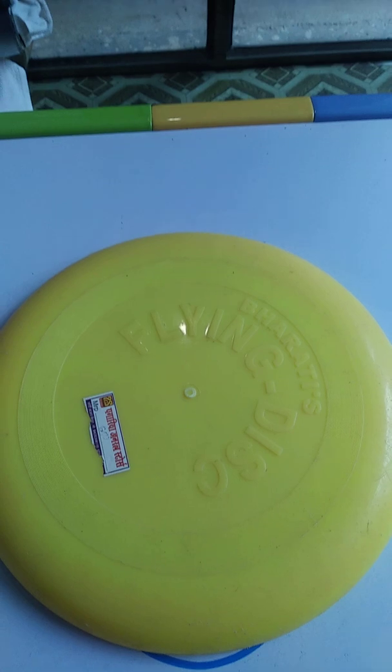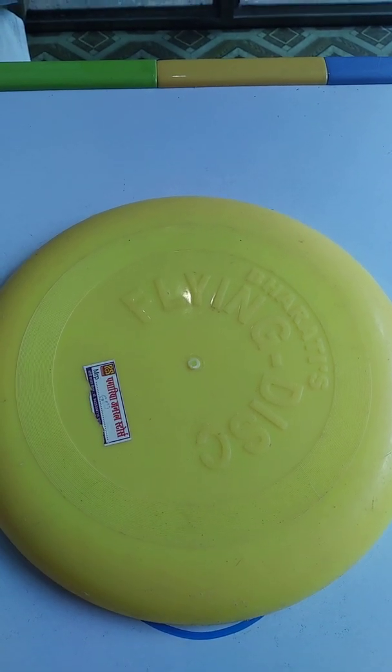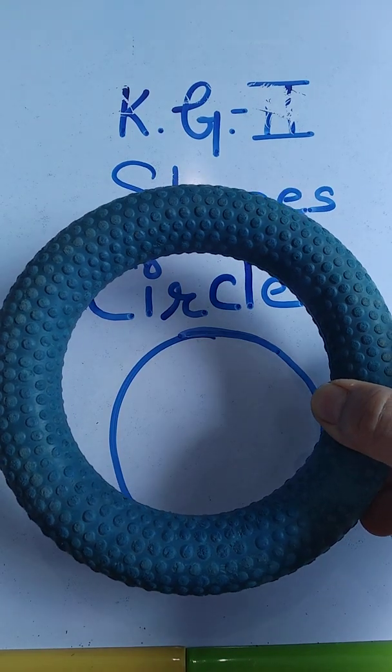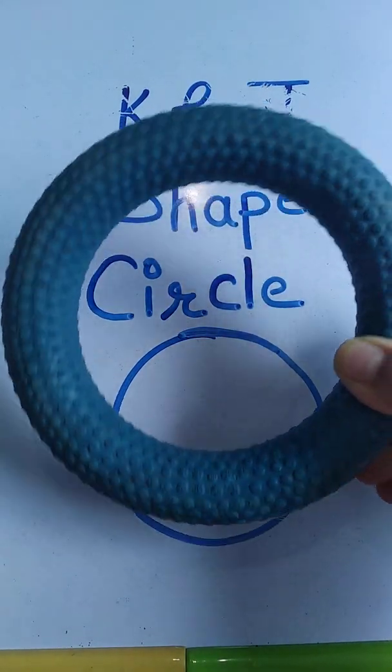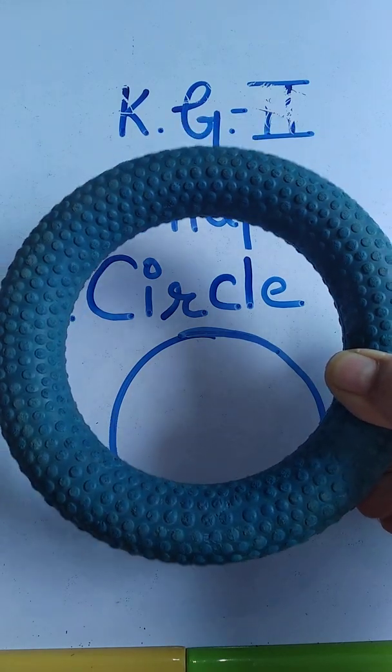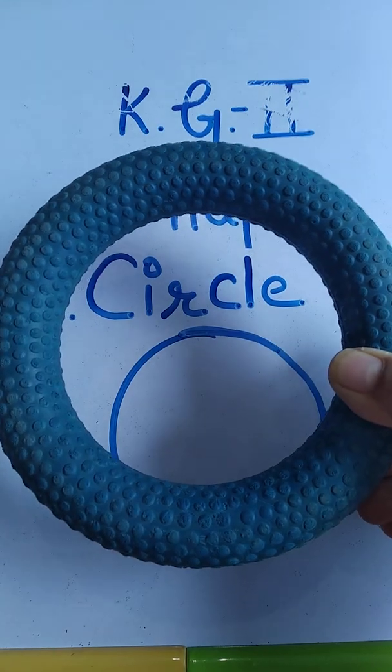अब मेरे पास एक disc है. उसका आकार भी कैसे लग रहा है आपको? सर्कल. ओके. Now here is another example. Here I have a ring. What is the shape of the ring? It's also a circle.